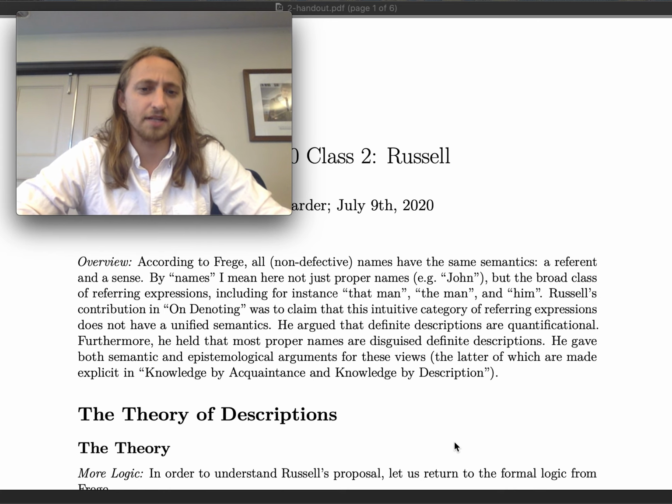Furthermore, Russell held that most proper names are actually disguised definite descriptions, so quantificational as well. He gave both semantic and epistemological arguments for these views, which we'll cover in this lecture.